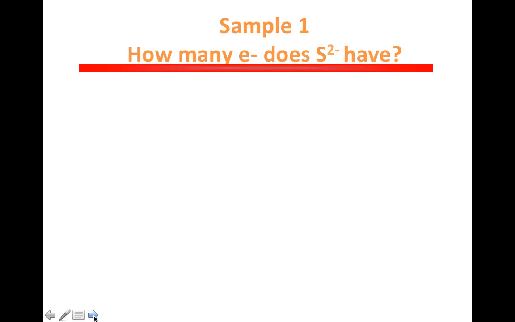How many electrons does sulfur 2-, which is an ion because it has a little symbol up here, have? This little symbol here means that it's a -2 charge. So the 2- means it's a 2 negative charge.